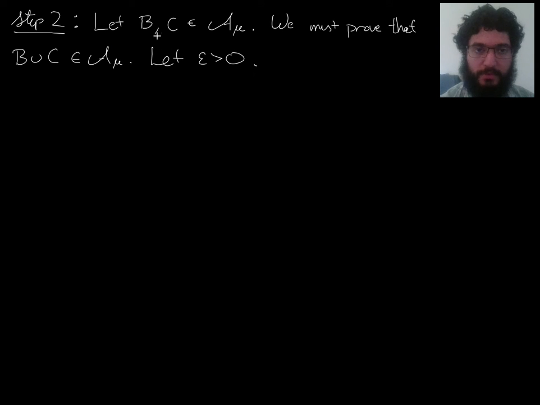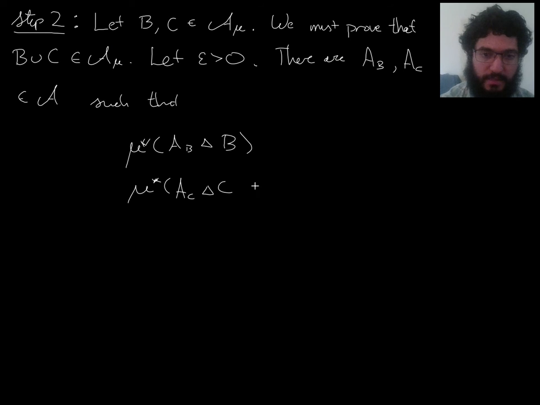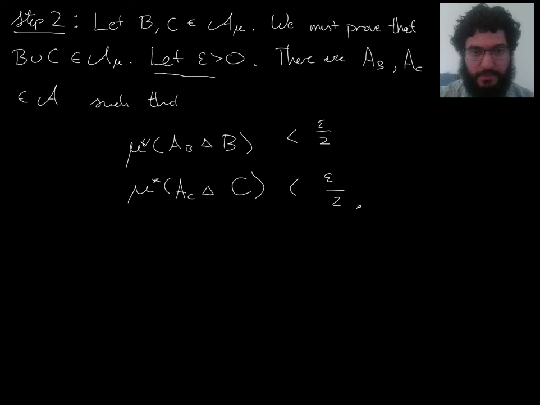Well, B and C are mu measurable, so they can be approximated in the sense of outer measure by sets that are in our original algebra of sets A. So there are, let's call them A sub B and A sub C in our algebra of sets A, such that the outer measure of A sub B delta B, and the outer measure of A sub C delta C, are both less than, we can choose any positive number we want here, I'm choosing epsilon over 2, where the epsilon is this epsilon that got fixed at the beginning for the sake of hopefully proving B union C is mu measurable.